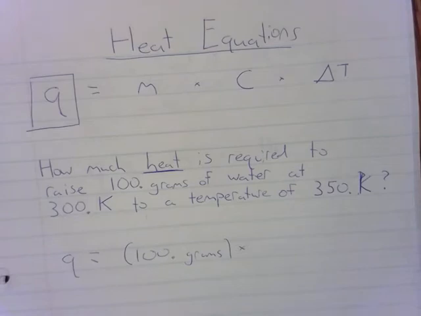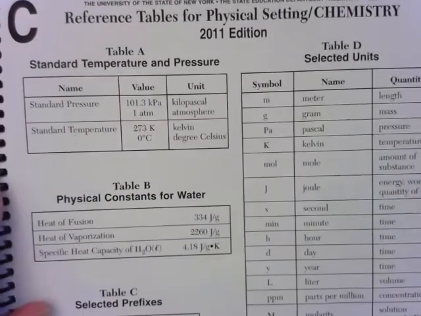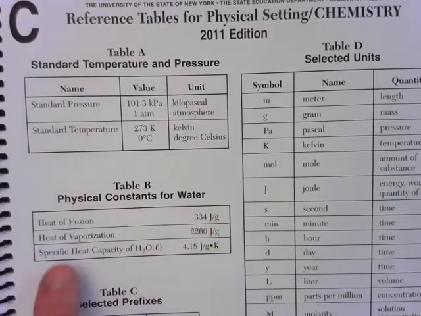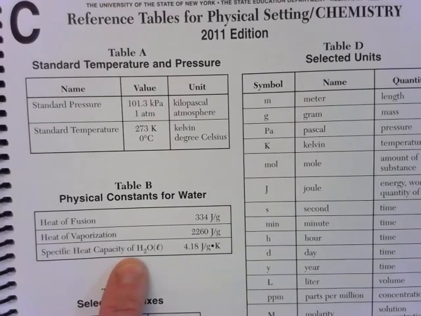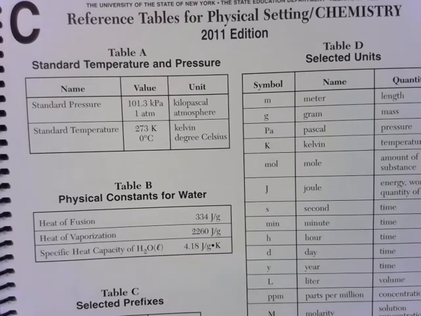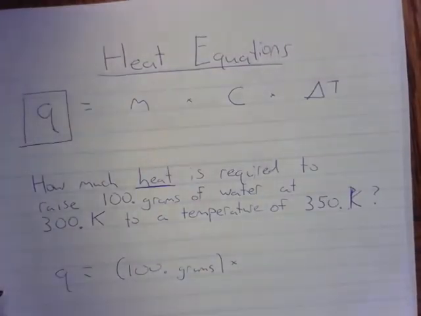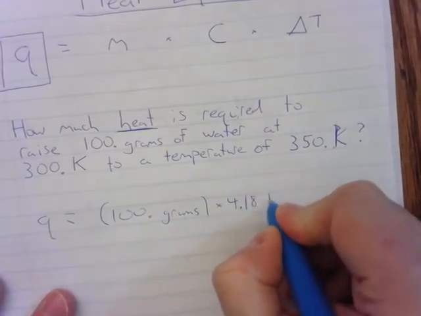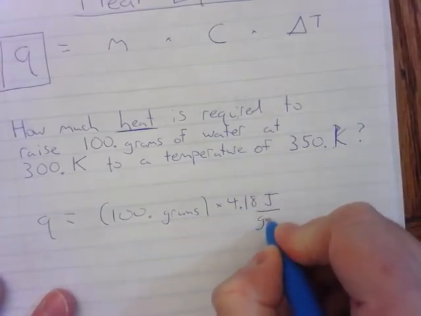But water has a much higher specific heat capacity. And it turns out that that's a number that you don't need to memorize, because sure enough, it's in the front of a Regents reference table, right here, under table B, where it has physical constants for water. The one down here, specific heat capacity of water, is 4.18 joules per gram times Kelvin. So let me write that number down. 4.18 joules over grams times Kelvin.